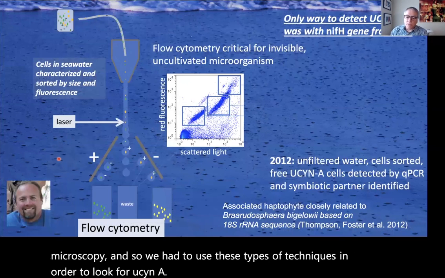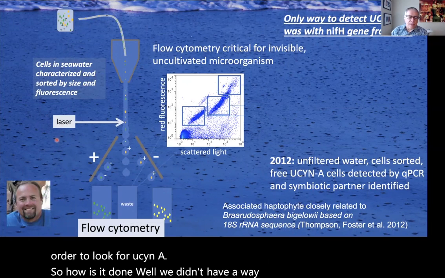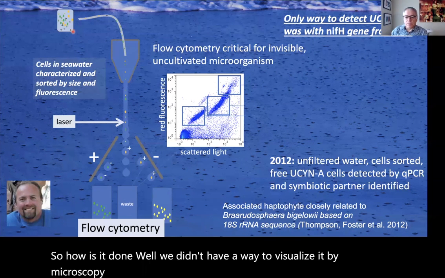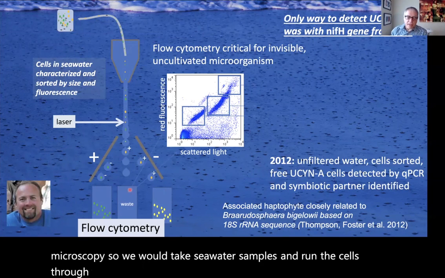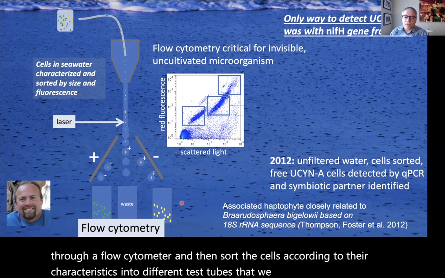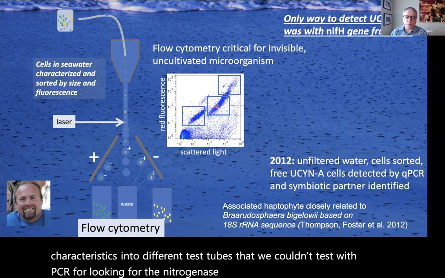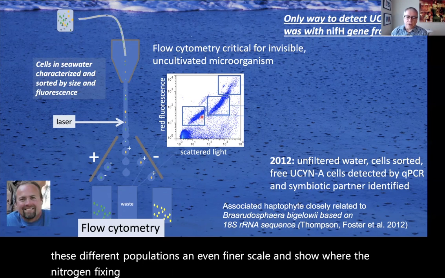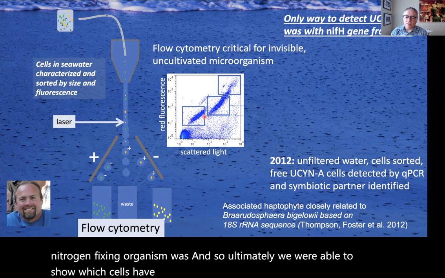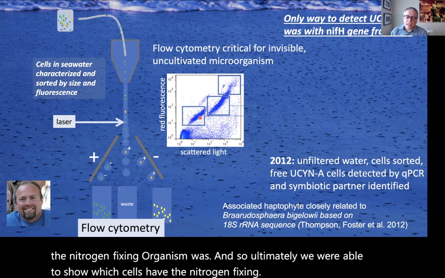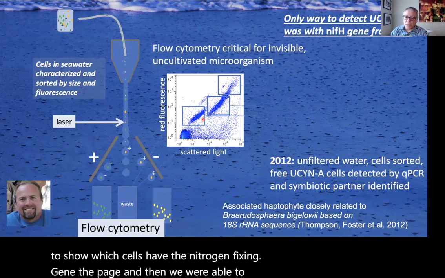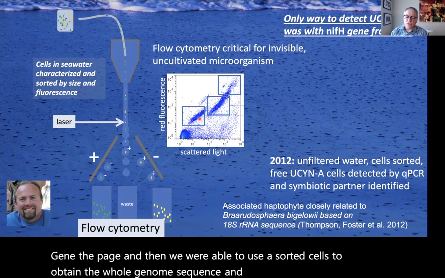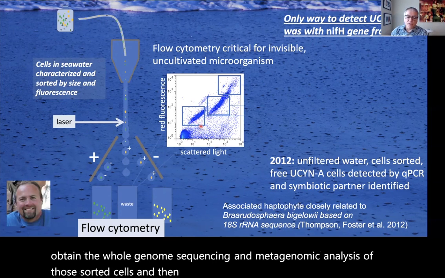So how was it done? Well, we didn't have a way to visualize it by microscopy. So we would take seawater samples and run the cells through a flow cytometer and then sort the cells according to their characteristics into different test tubes that we could then test with PCR for looking for the nitrogenase gene fragment. So we could sort these different populations in even finer scale and show where the nitrogen fixing organism was. And so ultimately we were able to show which cells had the nitrogen fixing gene, nifH. And then we were able to use those sorted cells to obtain the whole genome sequence and a metagenomic analysis of those sorted cells.